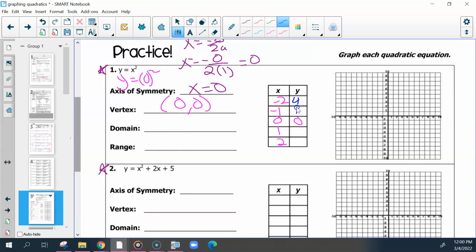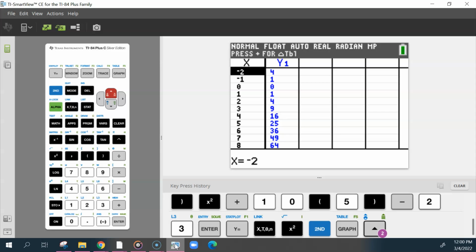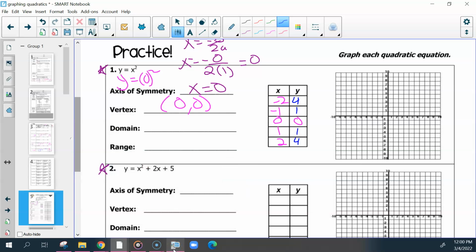Without looking back at my calculator, because the vertex lies on the axis of symmetry, the rest of the numbers should mirror what these already were. So this should be 1, and this should be 4. And I can go back and confirm. X is 1, y is 1. And x is 2, y is 4. So really, once you find those first two numbers, you have the rest of the numbers.